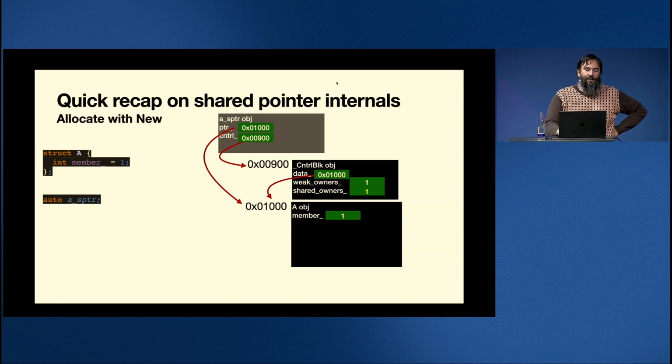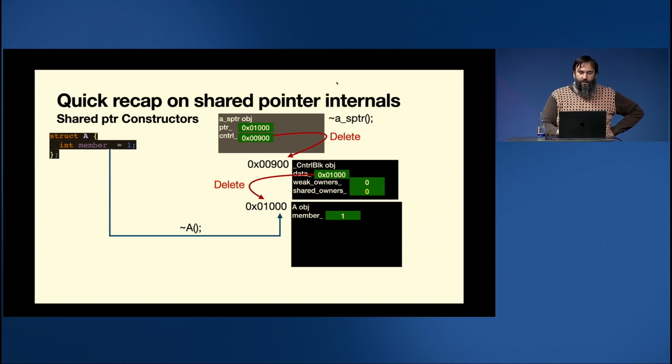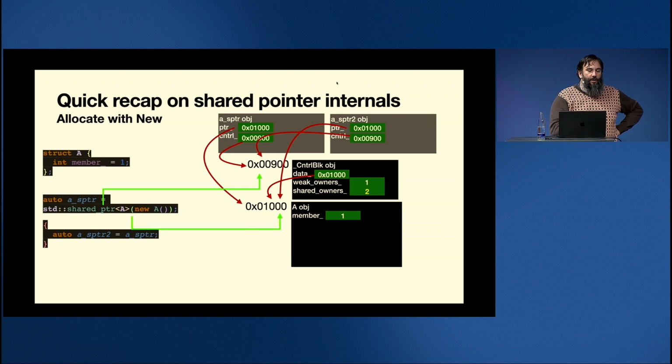The weak count is the same story. The difference is that the destructor of your object is called when the shared count becomes 0, and when the weak count becomes 0, the destructor of your control block is called. Now, as you can see, if you call new on A and then assign it to a shared pointer object, you will have two separate allocations, one for the control block and one for the object.